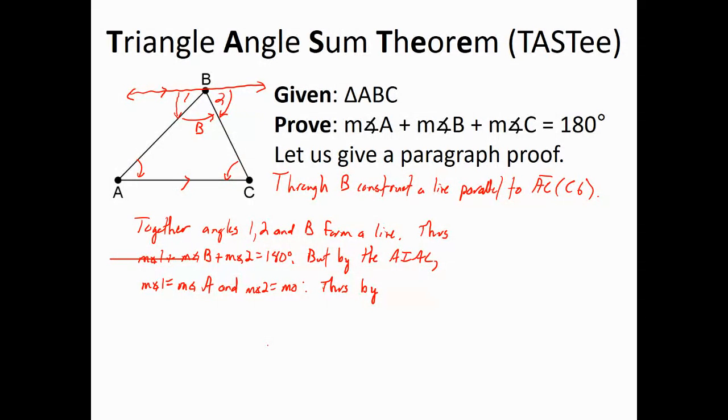So the measure of 2 is equal to the measure of C. So in that equation, we can replace 2 with C because they're equal to one another. So thus, by substitution, it follows that the measure of A plus the measure of B plus the measure of C is equal to 180 degrees. And there it is. There's the proof of the triangle angle sum theorem.